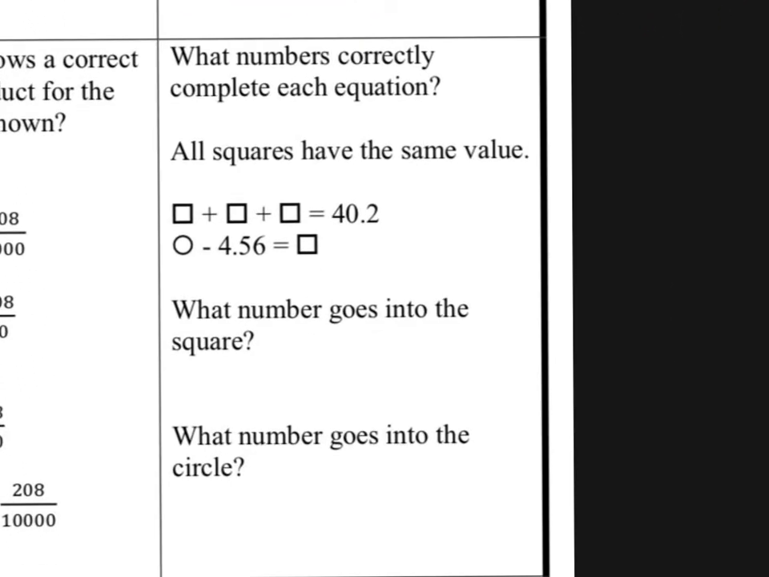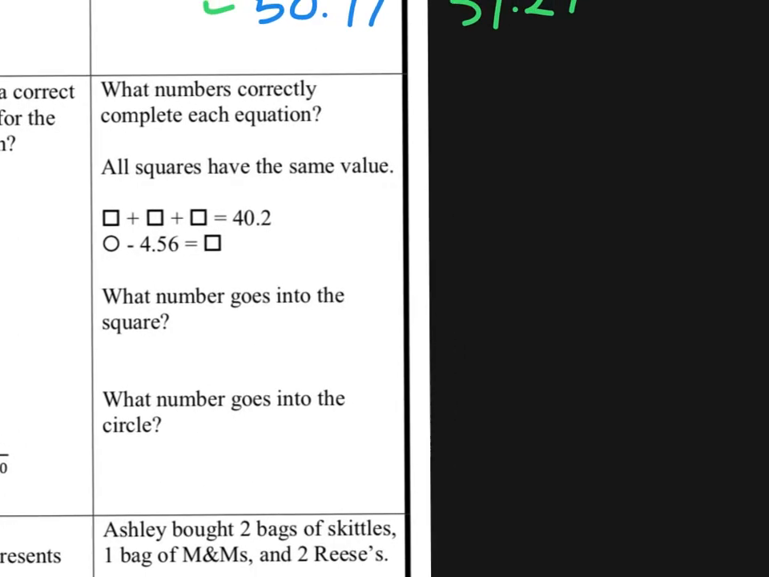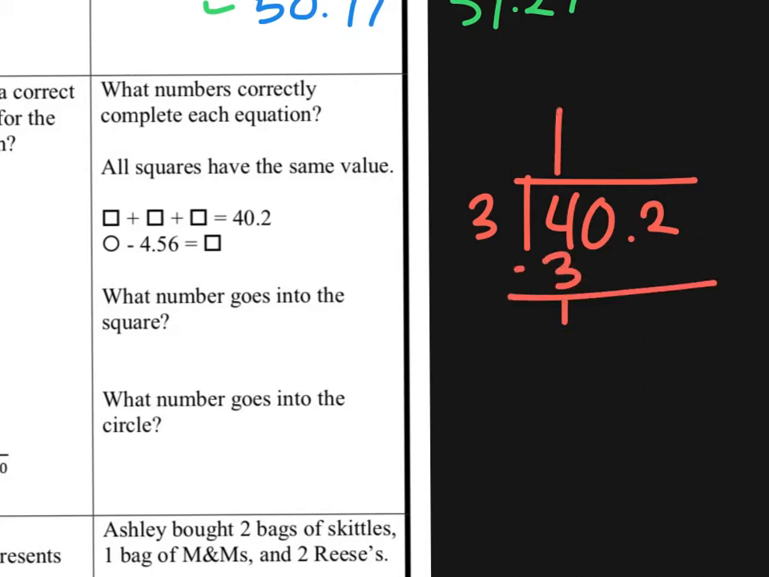For the next one, it says what number correctly completes each equation. So all squares have the same value, and there's 3 of them. So a square plus a square plus a square equals 40.2. So to go backwards, we just have to divide 40.2 divided by 3. We can divide by 3 because there's 3 equal squares. There's 3 equal groups. 3 can go in 4 once. That will give me 1 as the remainder.